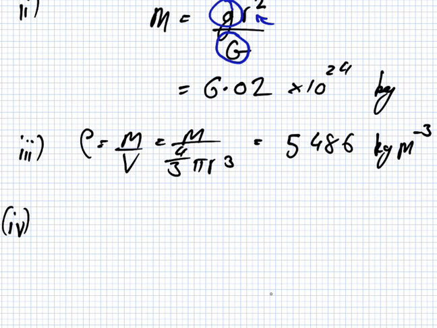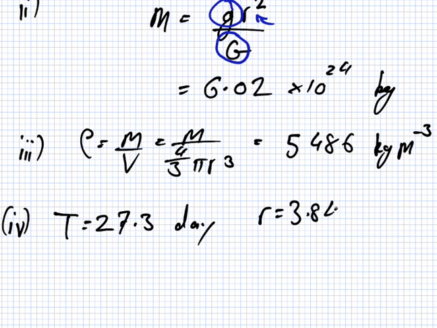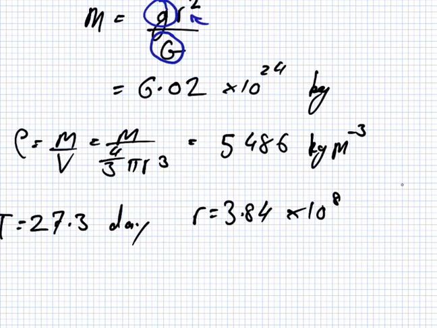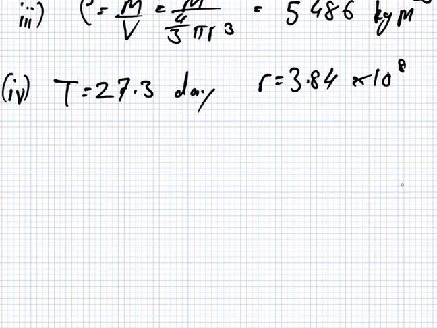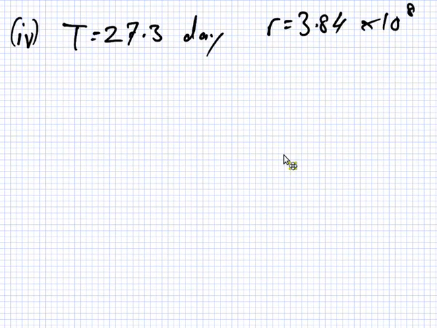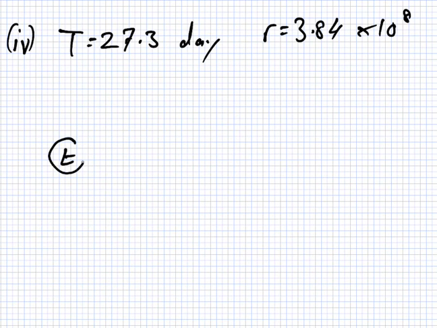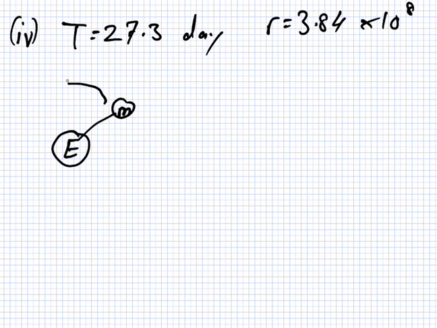Determine the speed of the moon. Okay, so what they want is, they give you the time, is 27.3 days. And they give you the radius, is 3.84 times 10 to the 8. So, can I go down a bit? So what's happening here is the Earth, and here is the Moon, and they want to know the velocity here. Now this is a circular motion.